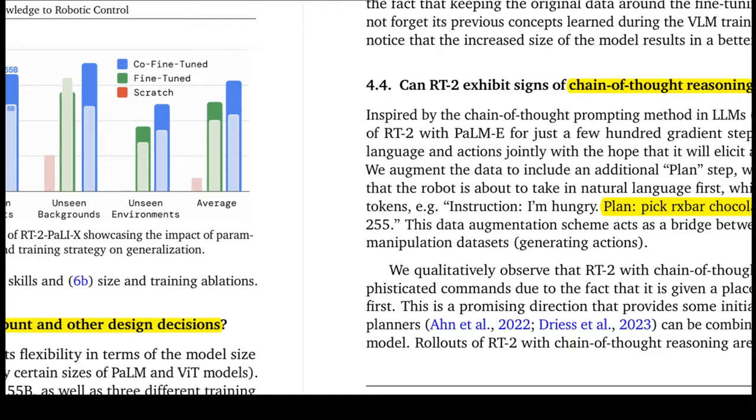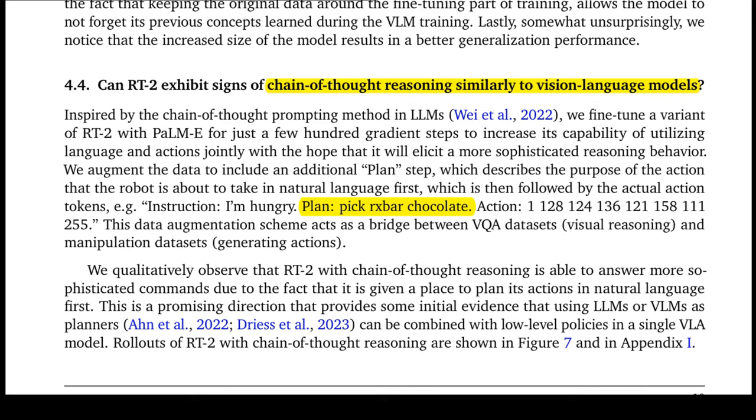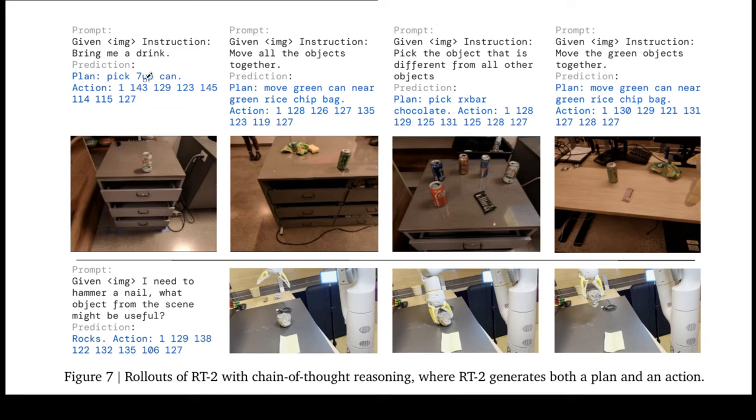Last but not the least, does RT2 exhibit any signs of chain-of-thought reasoning that is quite prevalent in vision language models? For this, they simply augment the data to include a plan step before the action step so that the robot now expresses its plan to show its reasoning and then executes its action. By fine-tuning with this data, given a command, the model seems to generate both the plan and the action tokens, thereby becoming more explicit about how it reasons about the given situation.